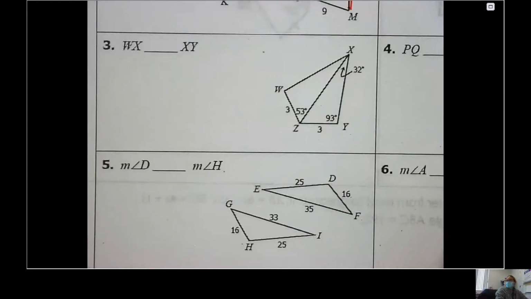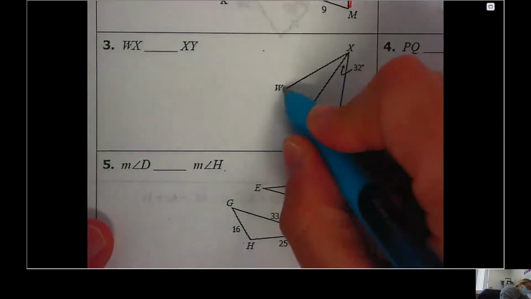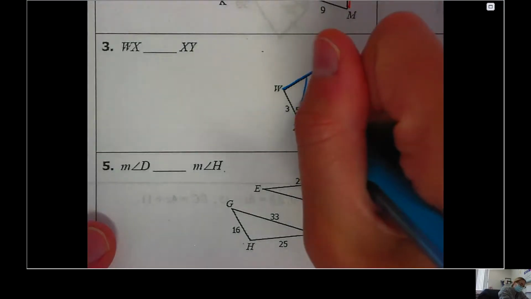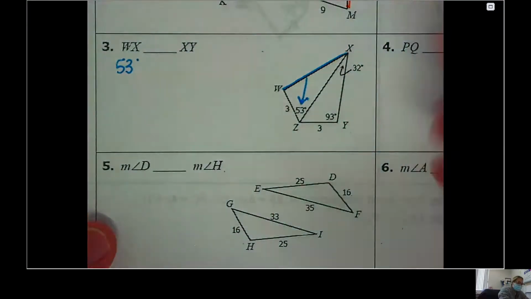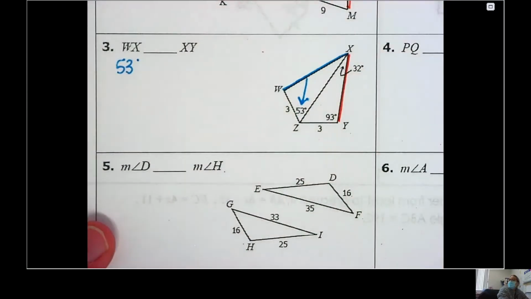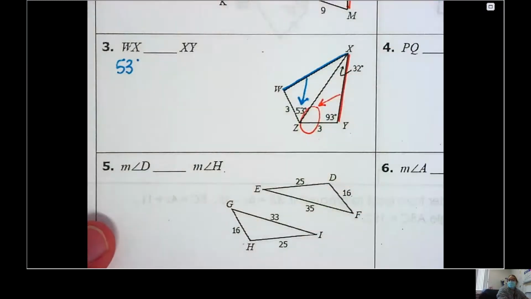Questions so far? Okay. Number 3, WX and XY. All right, here's WX. Which angle is across from WX? 53. Good. XY is right over here. Now be careful. Which angle is across from XY? Which one? Z. Now, is there anything over here? No. I got a problem, right? Because I don't know what that angle is.